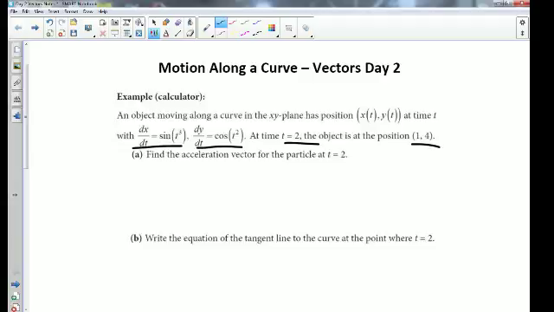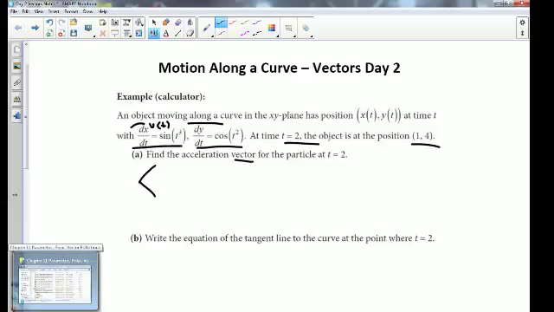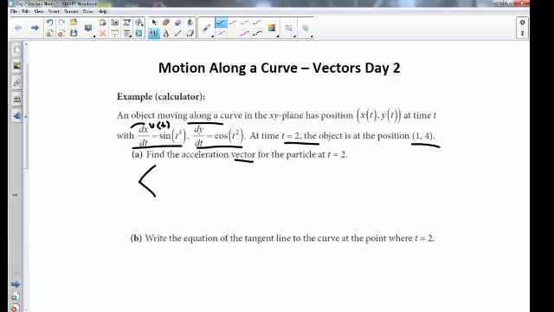So, what are you going to do? Yeah, this is velocity, right? These are. So, make sure it's a vector. What's the derivative of sine t cubed?